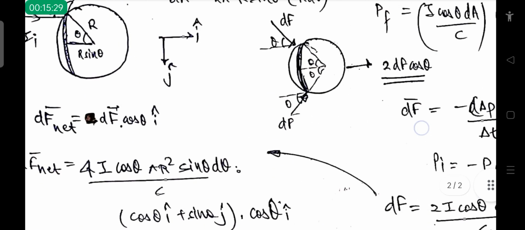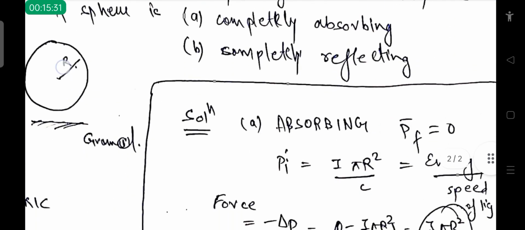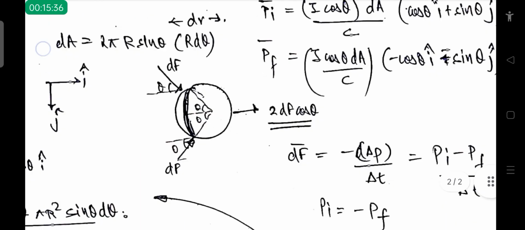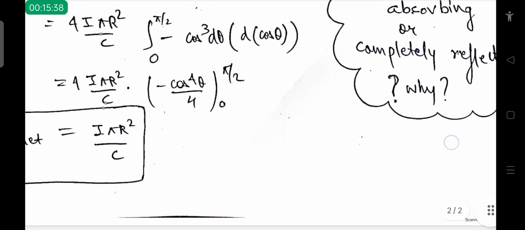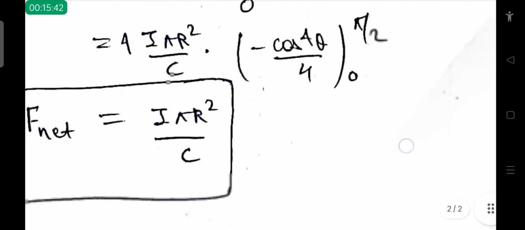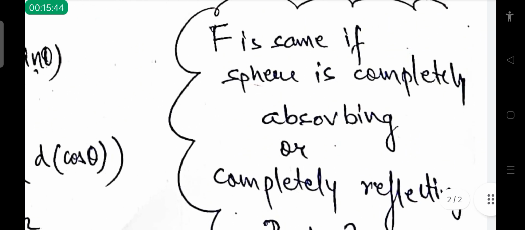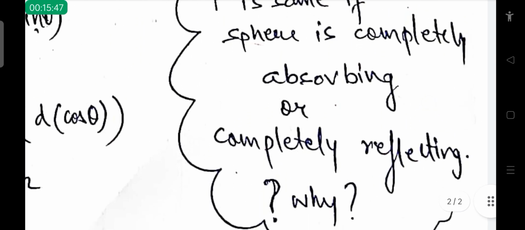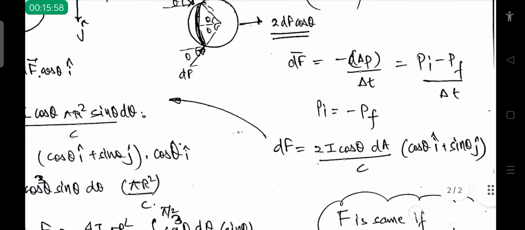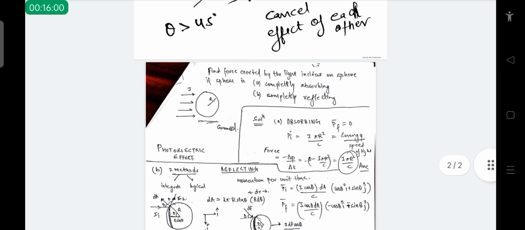Now there's one thing to observe. The force when the sphere is completely absorbing was also I pi r square by c, right? And when the sphere is completely reflecting, it is again I pi r square by c. So F is the same whether the sphere is completely absorbing or completely reflecting. Now why? How can we justify this without using so much maths or calculus? Let us go to the logical approach of this question.